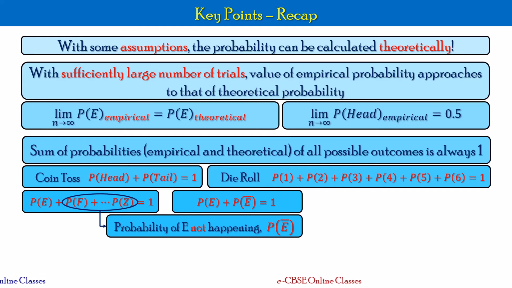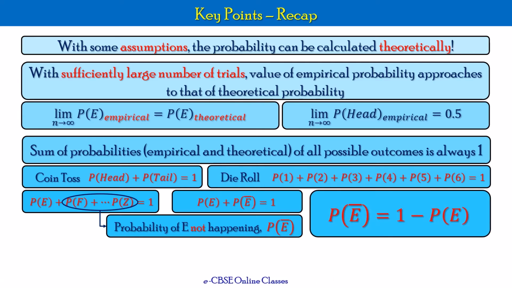This is always applicable irrespective of your situation. If there is an event E, the probability of E plus probability of E bar is always equal to 1. Okay. So if you rewrite this equation a little bit, P of E bar, that is probability of event E not happening, is equal to 1 minus P of E. Okay, please remember this.